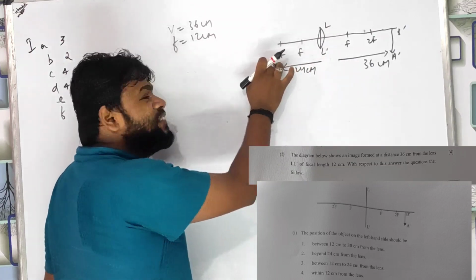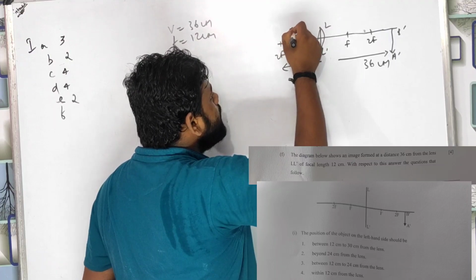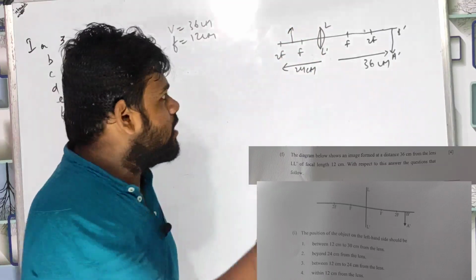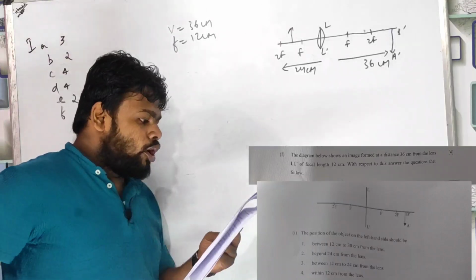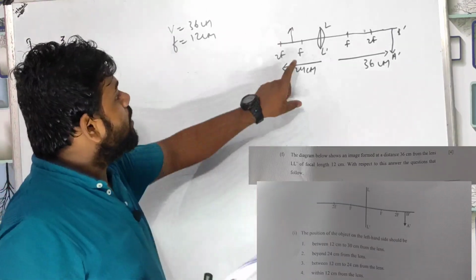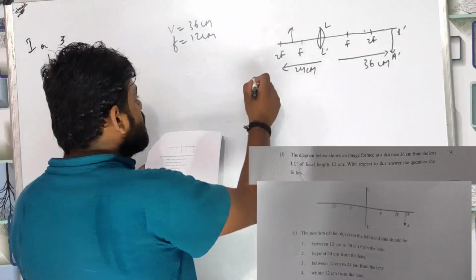Here is 12 to 24. If we keep the object here, generally, where do we keep the object? Right. So the first option, let's see: the object between 12 centimeter and 30 centimeter. That will not be possible, children. Where would 12 to 30 be? Option 1 is incorrect.